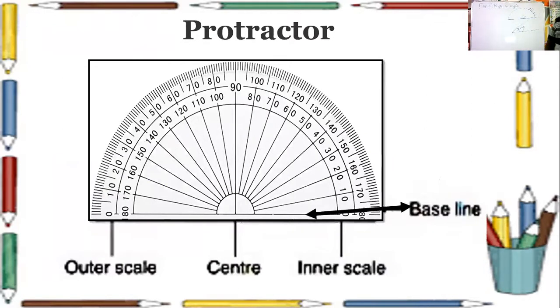In the protractor, you can see the base line. This is the center. You can see there are two measurements on the protractor. If the line is on this side, we use this measurement. If the line is on this side, then we use the other measurements. Inner scale, outer scale. Based on the line, if you are finding from this side, start from 0 here. If a line is from this side, then start from 0 on that scale. You can see this in the protractor.